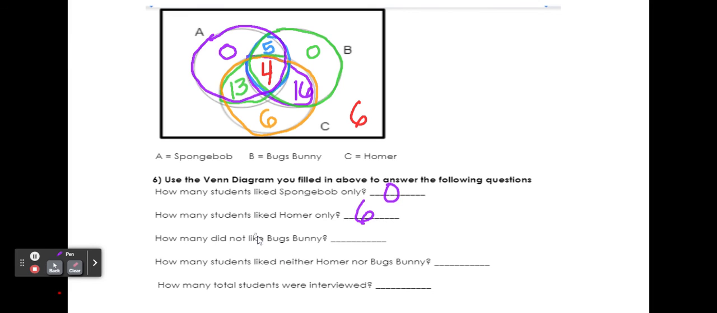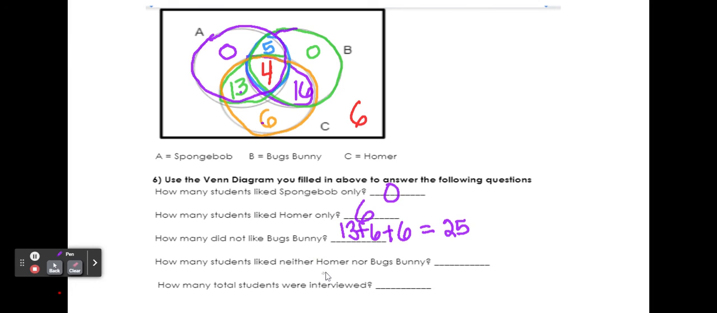How many did not like Bugs Bunny? So a lot of you got this one wrong because you forgot about this 6 over here. Did not like Bugs Bunny is everything outside of the Bugs Bunny circle. So there's a 13, a 6, a 0, and a 6. So for this one, you had to do 13 plus 6 plus the 6 that didn't like anybody. And I think a lot of you left that one off. So this answer was 25. I think a lot of you got 19.